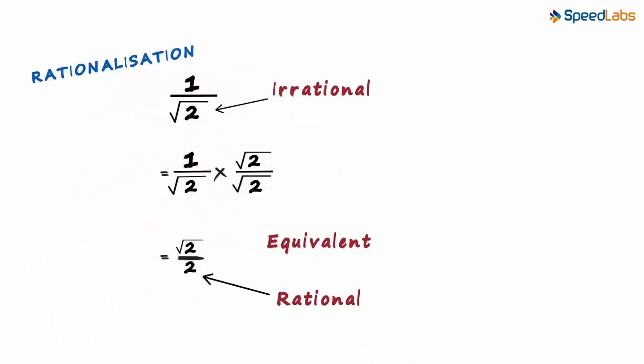So why do we need this? Why can't we just leave it as 1 by root 2? Well, there's no definite answer to that. It is the standard form accepted all over and we follow it.